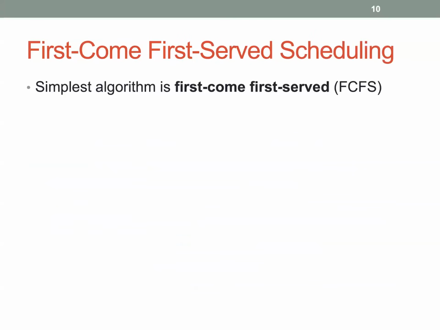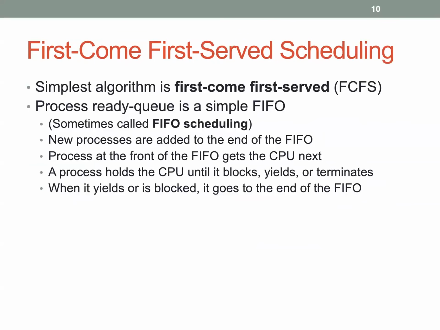Okay, simplest algorithm that you could possibly have is called first come, first serve, and you have all your processes in a FIFO, first in, first out queue. And so when you have a new process or a process that has yielded or becomes ready to run, it goes to the end of the FIFO and slowly makes its way to the front. And the process at the front is the next one that gets to run on the CPU. This is simple to build and is a very simple kind of mechanism.